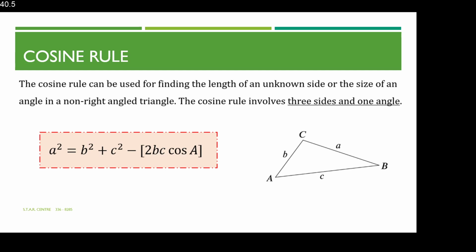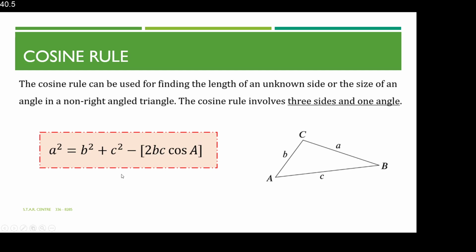So it's also important moving forward that we know the difference, and we need to know which is the correct formula to use. And to figure out which is the correct formula, it's based on just the information that is given. So in a triangle, whether we want to find the length of a side or an angle, if we have 2 sides and 2 angles involved, it's the sine rule. But if we have 3 sides and 1 angle involved in the question, it's the cosine rule.